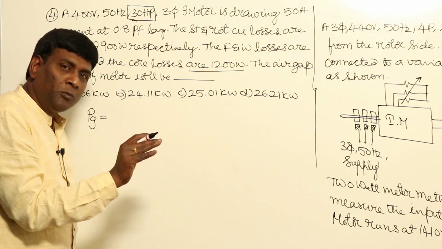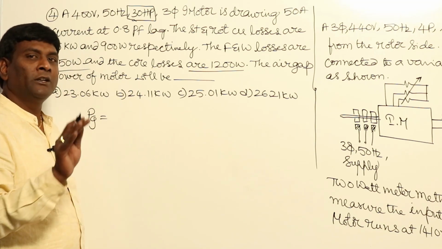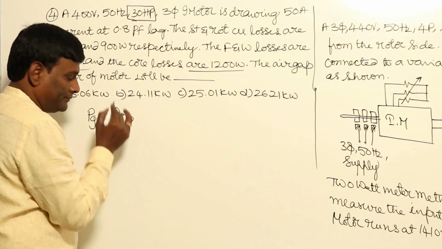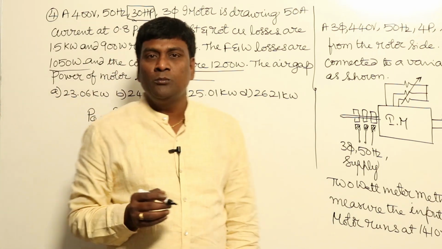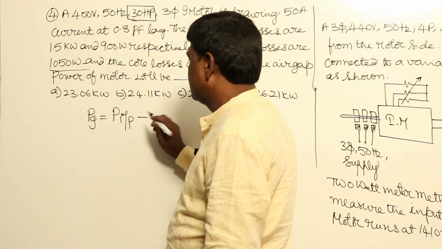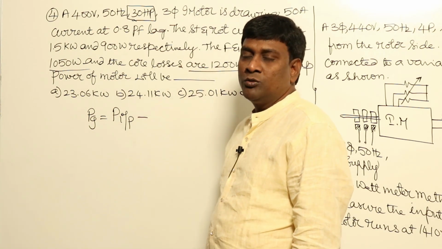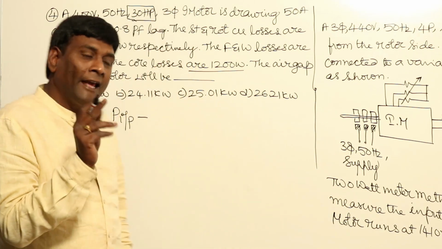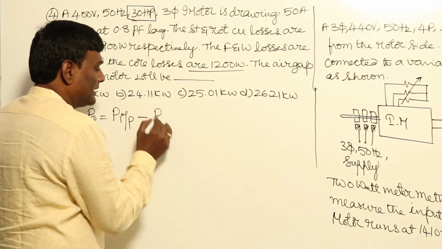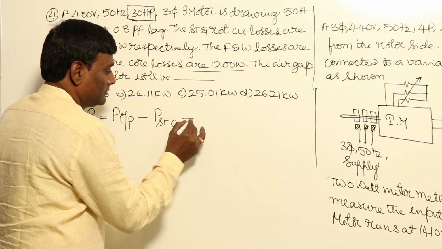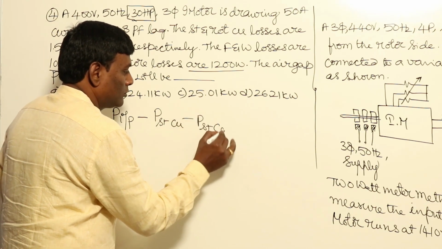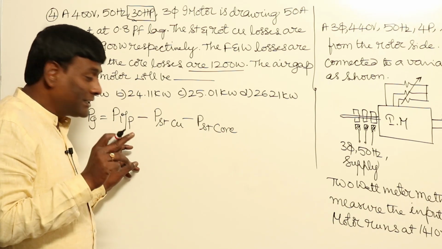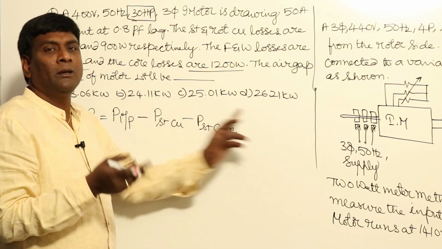If you know power input, from the input side how to calculate, from the output side how to calculate, let us see. For example, if you have stator power input, minus the stator losses. Stator core loss and copper loss will be there in the actual power flow. So the power input to the stator minus the stator copper loss and stator core loss is going to be the air gap power.